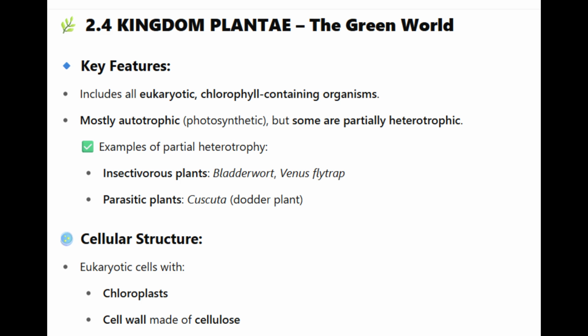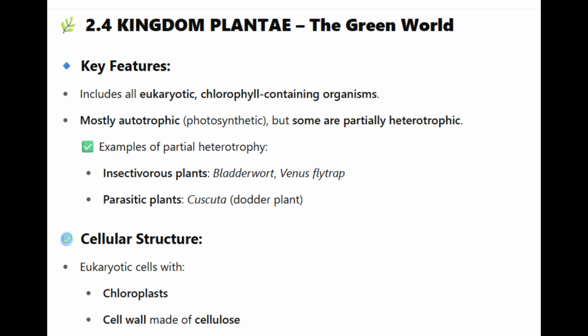2.4 Kingdom Plantae, the green world. Key features: Kingdom Plantae includes all eukaryotic, chlorophyll-containing organisms. These organisms are mostly autotrophic, meaning they use photosynthesis to make their own food. But did you know? Not all plants are purely autotrophic. Some have developed partial heterotrophy, using other means to get nutrients. For example, bladderwort and Venus flytrap are insectivorous plants. They trap and digest insects.